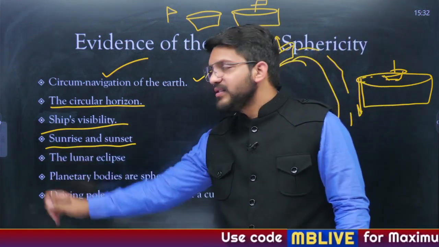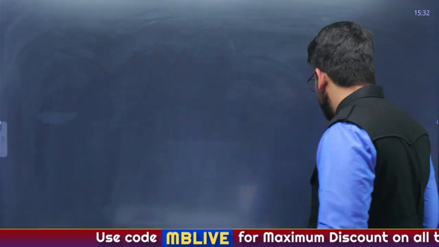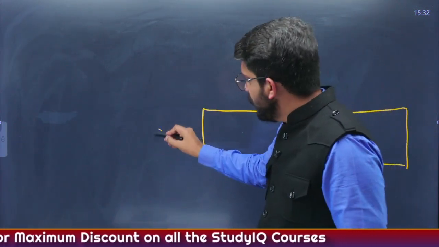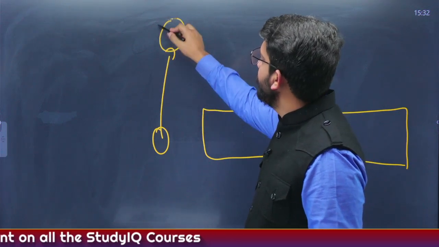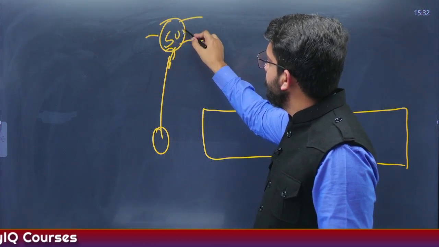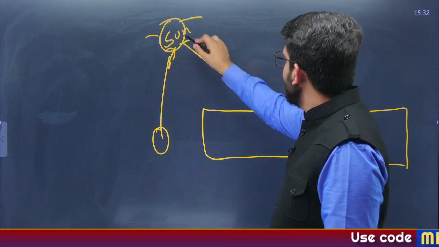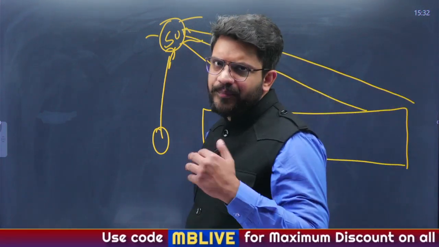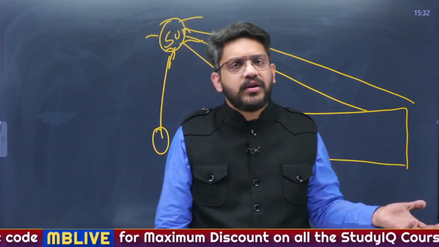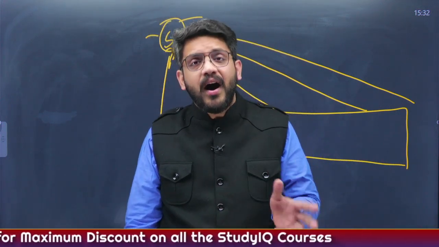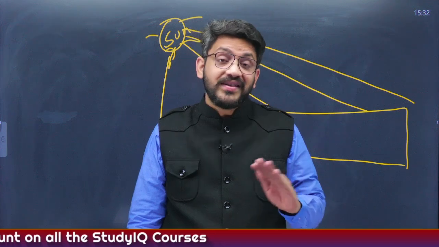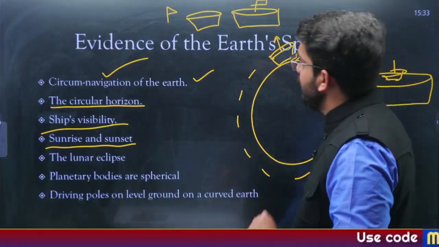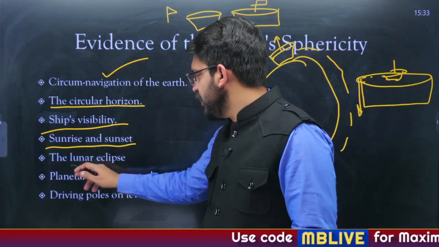Next one is sunrise and sunset. If we consider Earth as flat, in this case at sunrise, you will find sunlight at every place at the same time. But if we consider Gujarat and Arunachal Pradesh, you will find there is a difference of 2 hours. Why? Just because of the shape of the Earth. So, sunrise and sunset also give evidence of the Earth's sphericity.